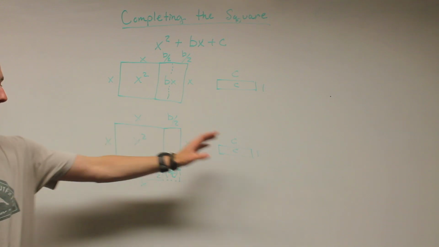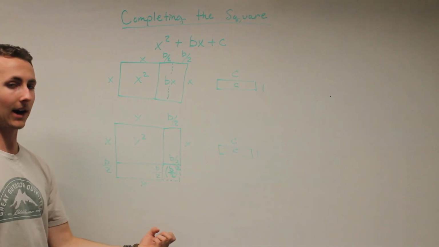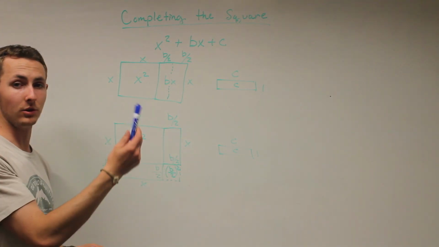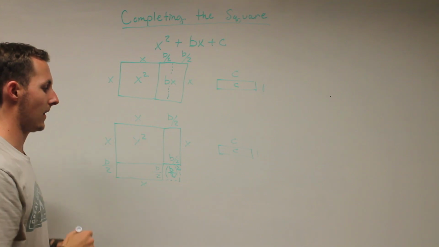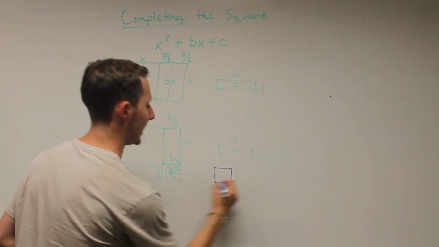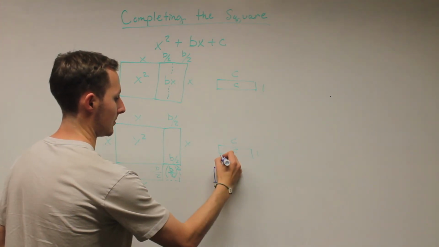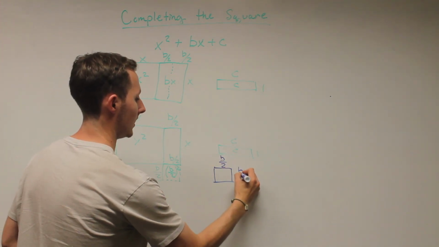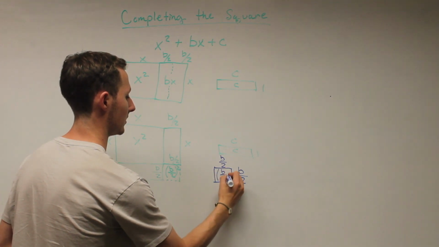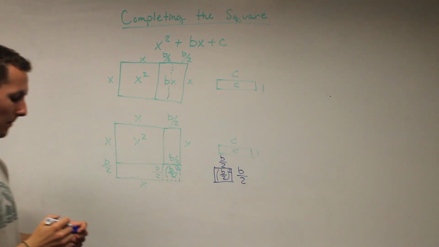So in order to maintain the equality, we've got to make sure we subtract that same area that we just added in order to make this square. And I'm going to use blue to represent negative area here. And we're going to add in another square with negative area and the same dimensions, b over 2 by b over 2, which would have area b over 2 squared.